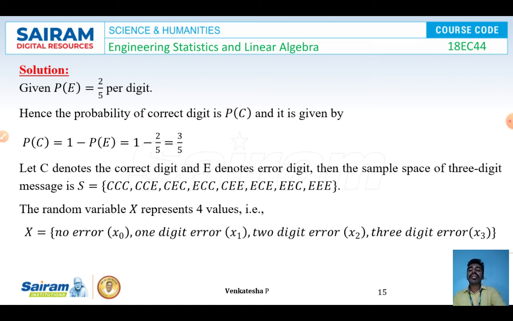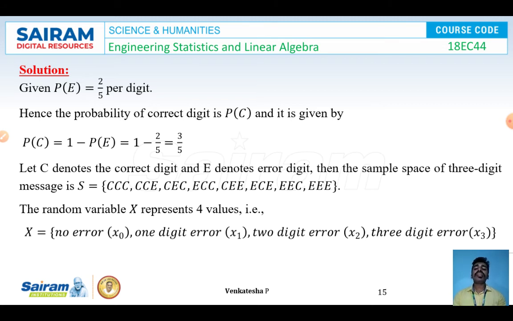Now I'll be calculating P of C. P of C is equal to 1 minus P of E. I got 1 minus 2 by 5, which is equal to 3 by 5. Now let C denote the correct digit and E denote the error digit. Then what will the sample space of the 3-digit message be? Because it's a combination of C and E here, the sample space will be CCC, CCE, CEC, ECC, CEE, ECE, EEC and EEE.